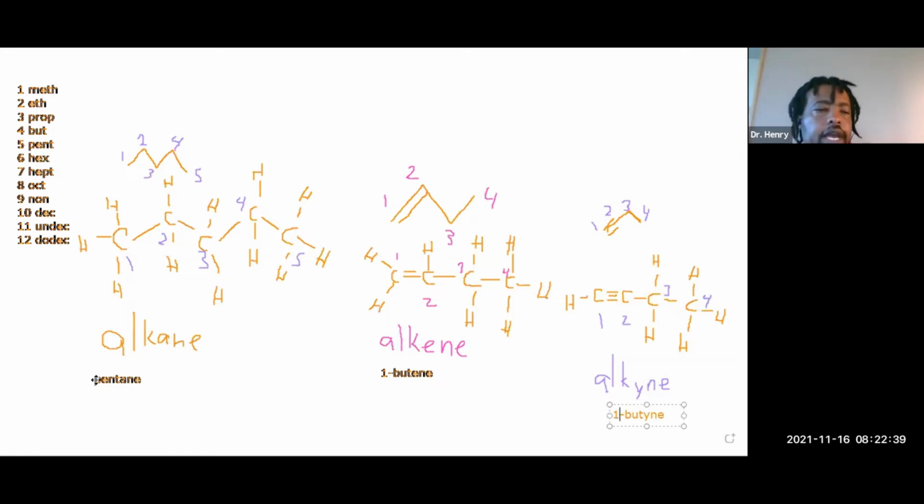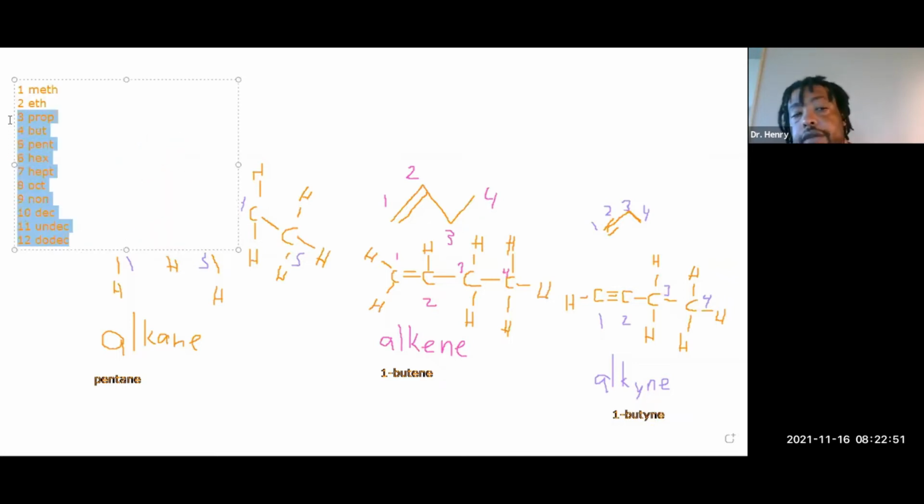Now this one, we didn't have to put any numbers on it because they're all single bonds, so there's nothing to specify. Okay. Let me know if you have any questions.